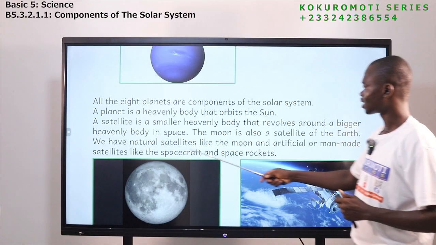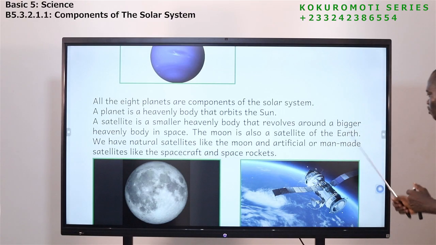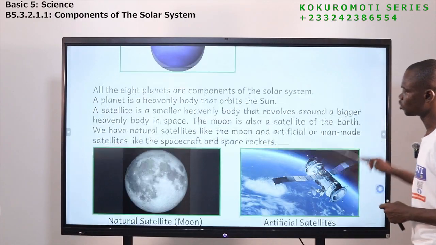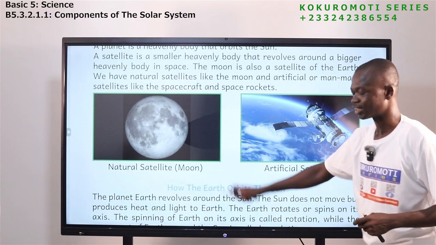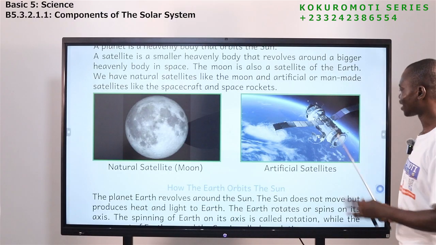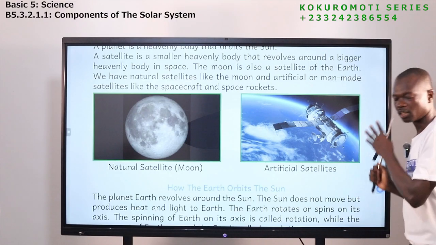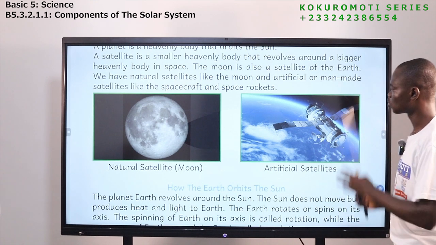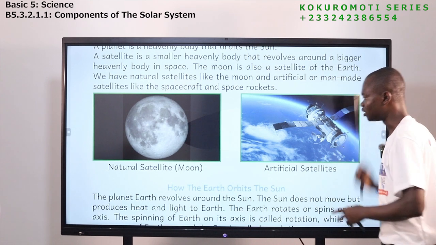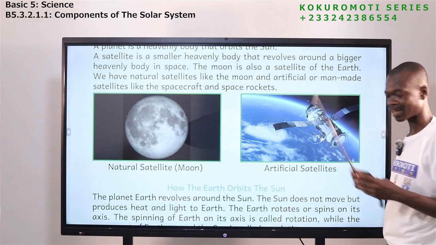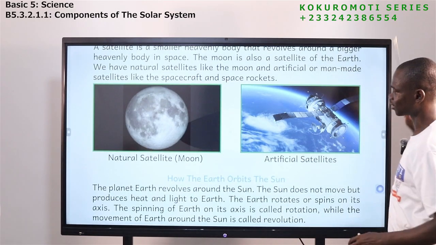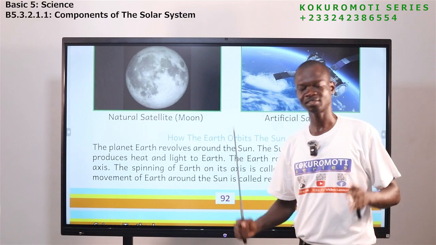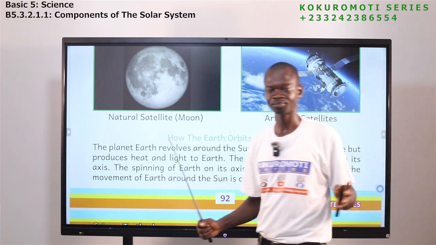We have natural satellites like the moon, and artificial or man-made satellites like spacecraft and space rockets. So this is the moon. It's a natural satellite. It goes around the Earth. We have artificial. Artificial means it was not created by nature or by God. It was made by human beings. So this is man-made or artificial. This is also in space. It goes around the Earth. So this is an artificial satellite. This is a natural satellite. I hope you have seen the components of the solar system.